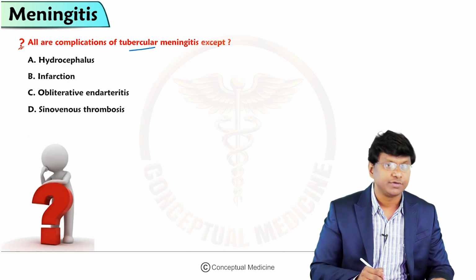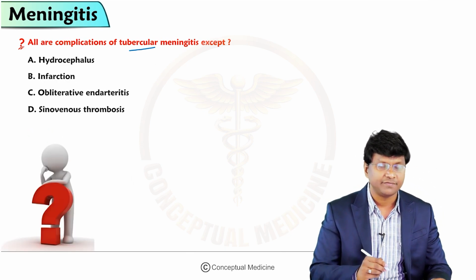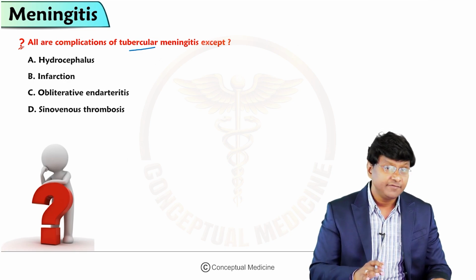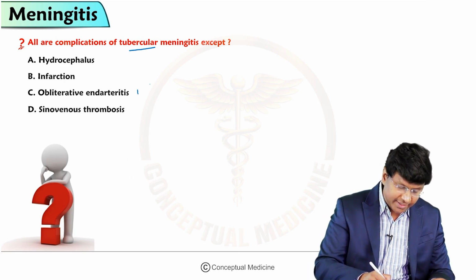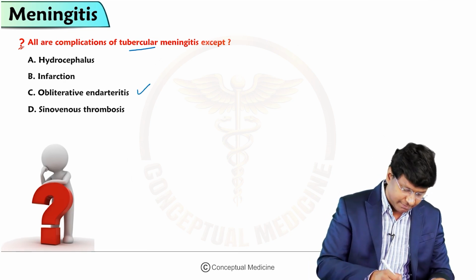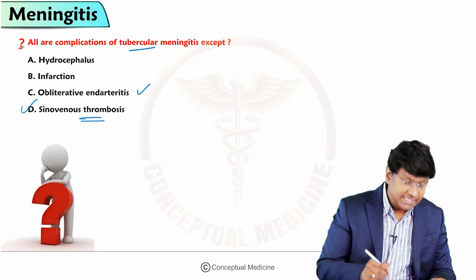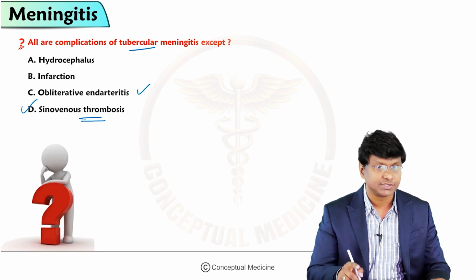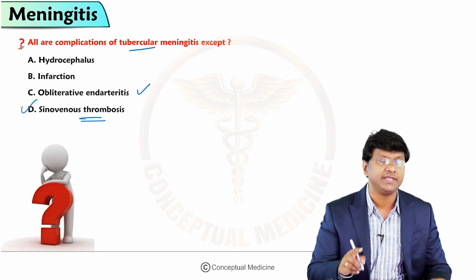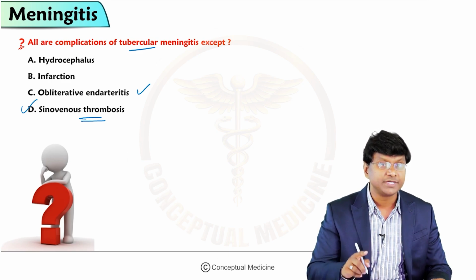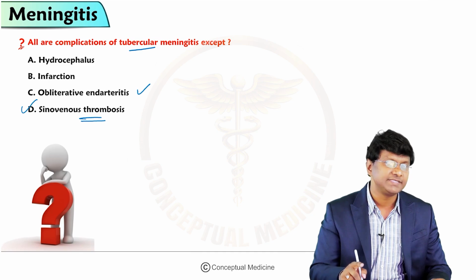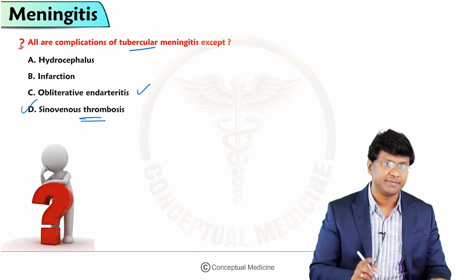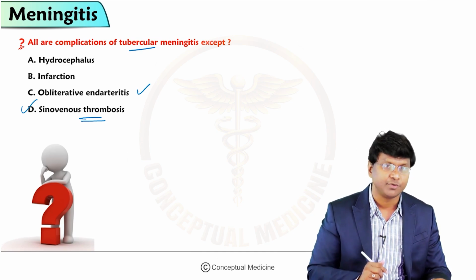All are complications of tubercular meningitis except: hydrocephalus, yes, it will be there. Infarction, yes, it will be there because of tubercular endarteritis. Obliterative endarteritis, yes, it will be there. But sinovenous thrombosis, that is not seen in case of tubercular meningitis. Right? Sinovenous thrombosis will not be seen in patients with tubercular meningitis. Right? Please remember, it's an important question.